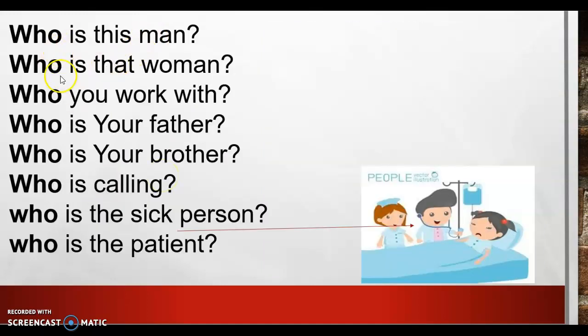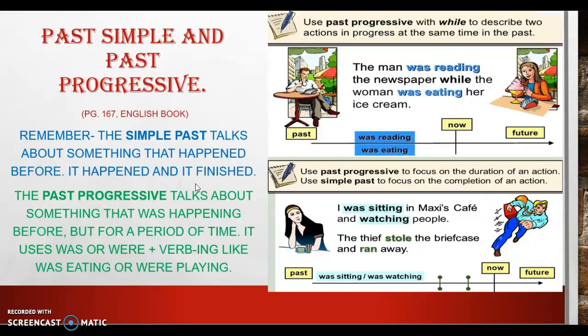Who is this man? Who is that woman? Who do you work with? Who is your father? Who is your brother? Who is calling? Who is the sick person? Who is the patient? See the picture? Let's see the next one. So you need to go in your English book on page 167. We're going to learn a little bit about past simple and past progressive tense.